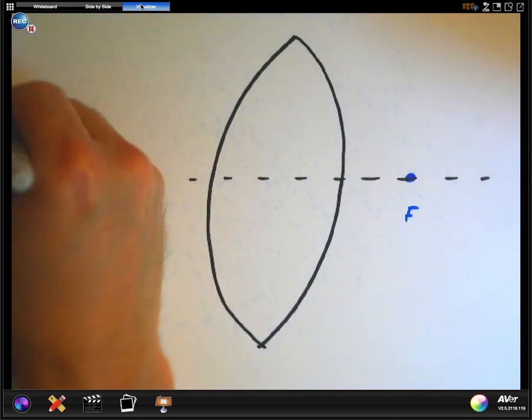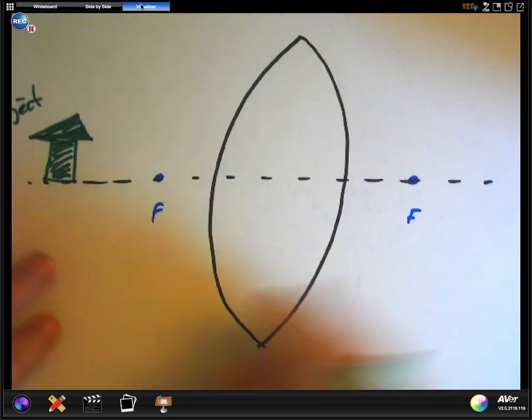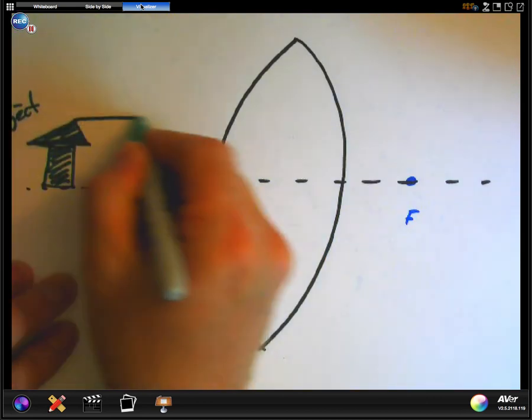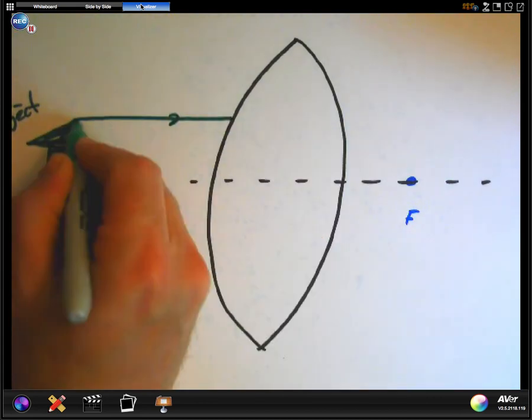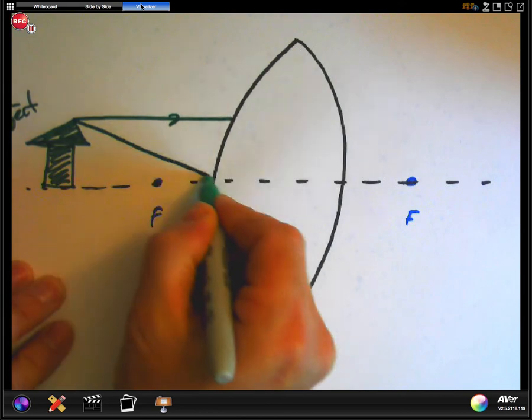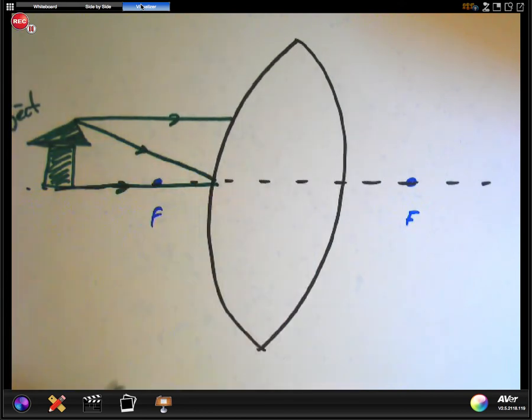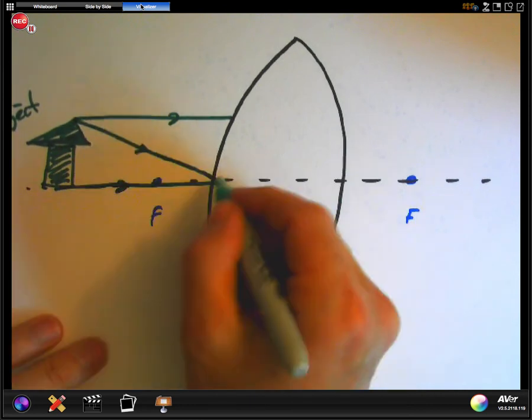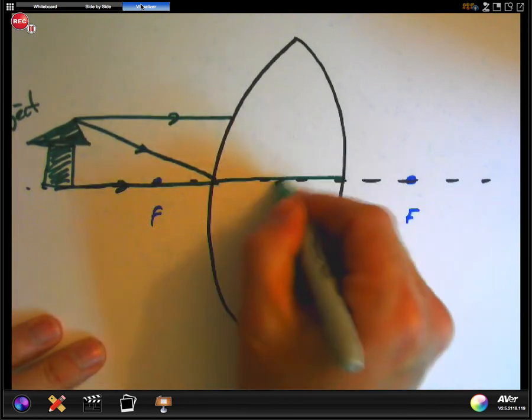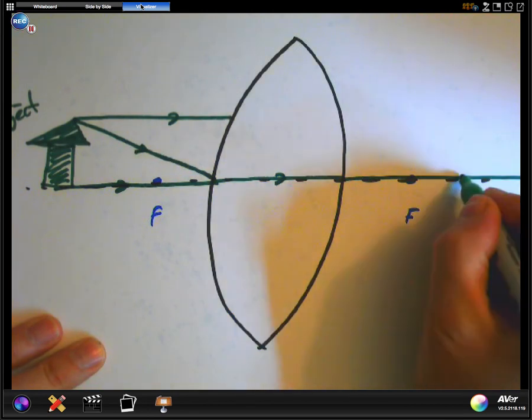Here's my object. And what I'll do is I'll send, just like I did with my mirrors, 3 different light rays. Almost every time I send a second one, but we'll see. Just like that. Now we know what's going to happen for the one along the axis of symmetry. It should pass straight through, just like that.